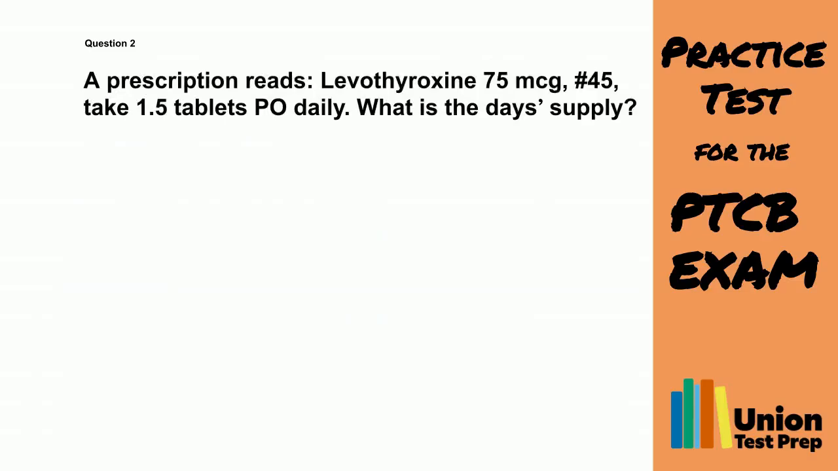Question 2. A prescription reads, levothyroxine 75 micrograms, dispense 45 tablets, take 1.5 tablets by mouth daily. What is the day's supply? A. 20 days. B. 25 days. C. 30 days. D. 35 days.